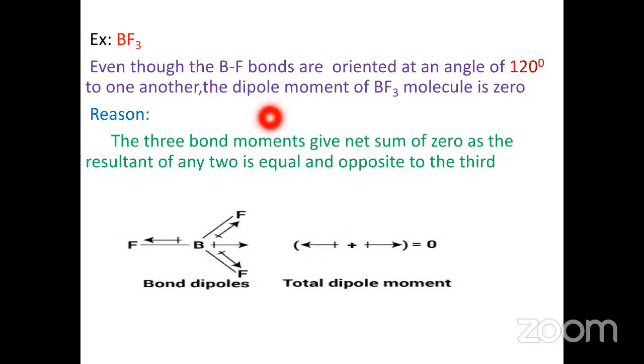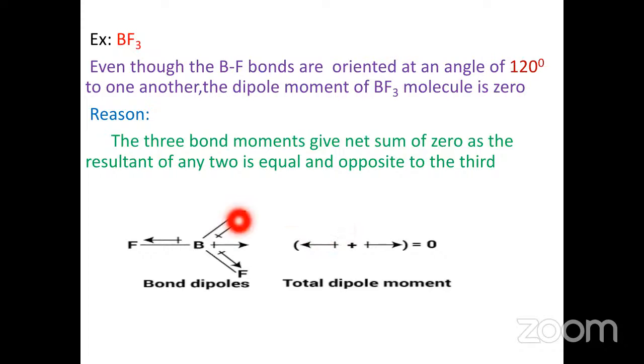Next goes to BF3 molecule. In BF3 molecule, the BF bonds are oriented at an angle of 120 degrees to one another. But here the dipole moment of BF3 molecule is 0. In this BF3 molecule, these BF bonds are oriented at an angle of 120 degrees to one another, even though the dipole moment of the BF3 molecule is 0.